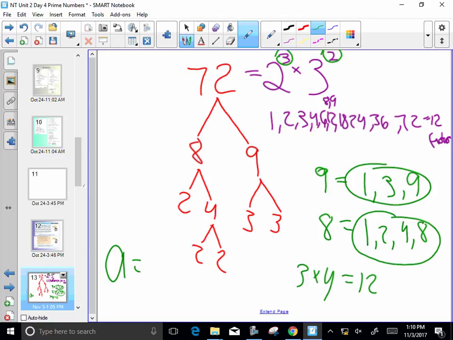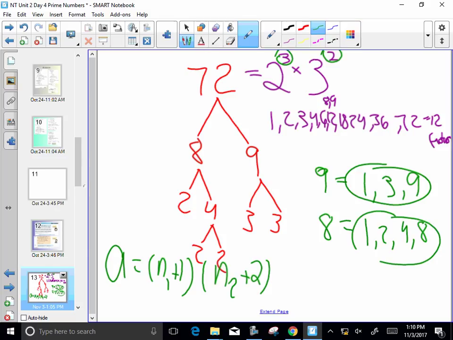Can you give me a formula? Well, in this one, it's n1 plus 1 times n2 plus 1. And then for any number, it's going to be what? Or n1 plus 1, n2 plus 1, yeah. And then we could go maybe ni plus 1. It depends on how many different prime numbers there are. And that's how we can figure it out.